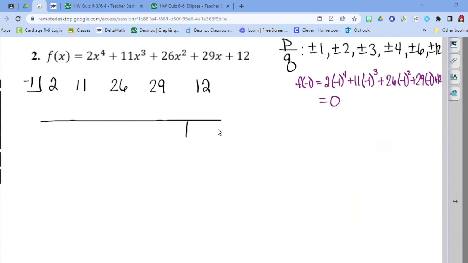Drop my first number down. I have 2. 2 times negative 1 is negative 2. I get 9. 9 times negative 1, negative 9.